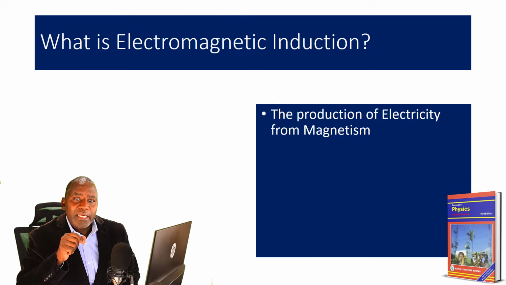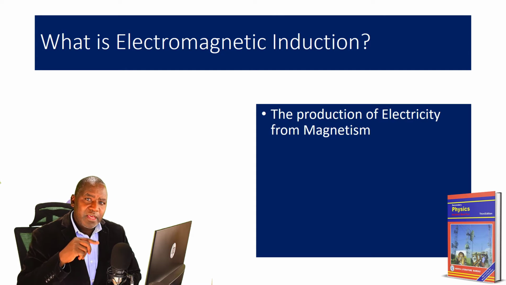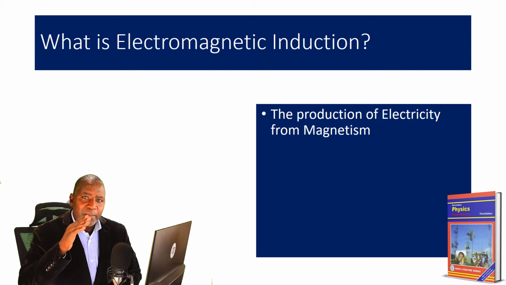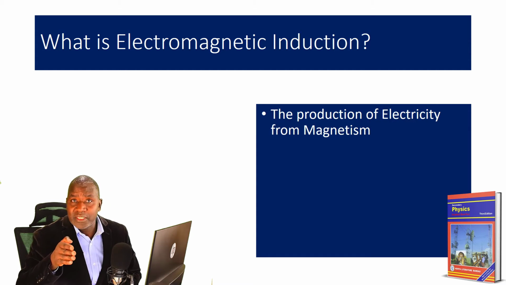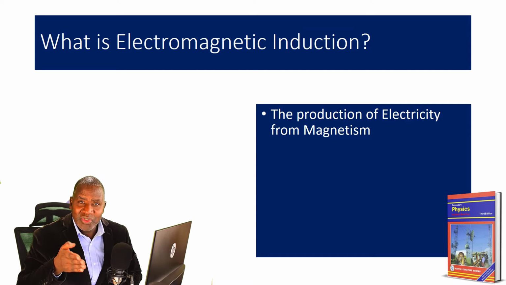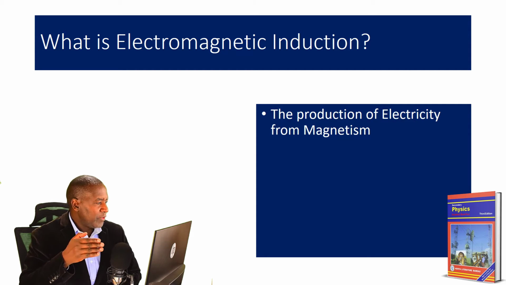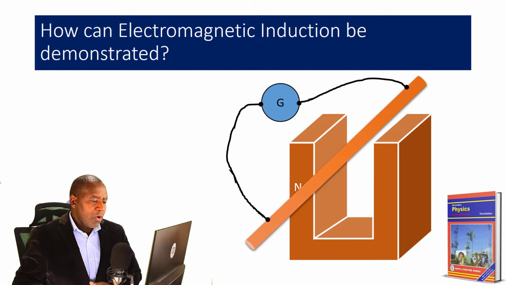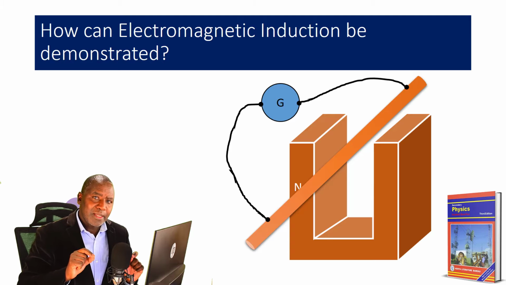This topic is the opposite of magnetic effect of electric current. In that Form 2 topic, we studied how we come about with magnets when we use electricity. In this topic, we want to see how we will come up with electricity when we use magnets. So it is the other way around. If somebody asked you what is electromagnetic induction, you will just say it is the production of electricity from magnetism. Now, how would you demonstrate this in a lab?